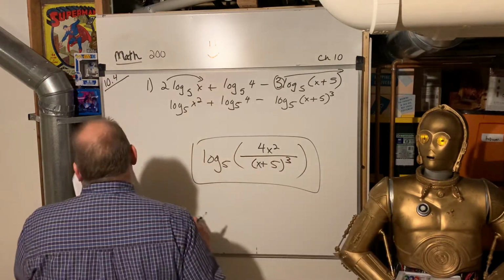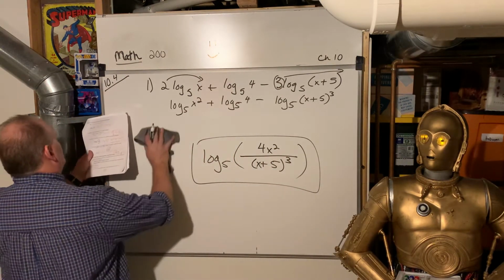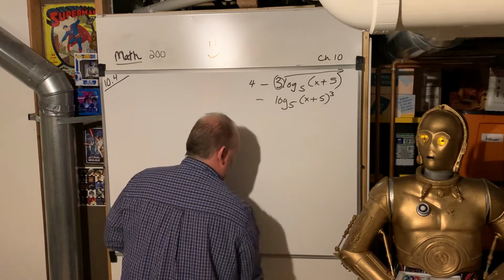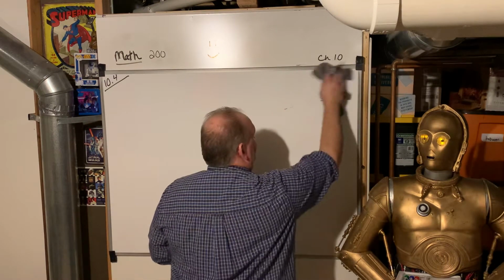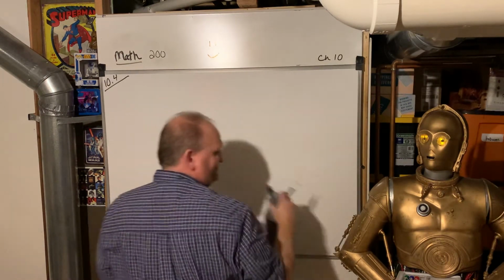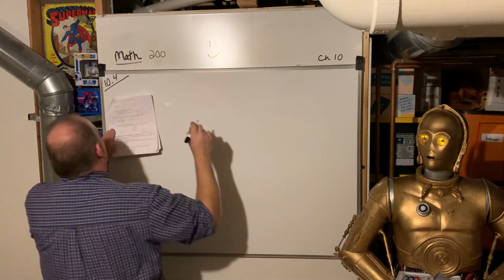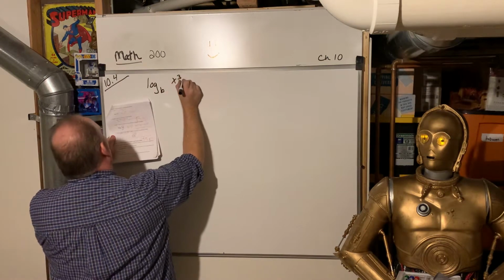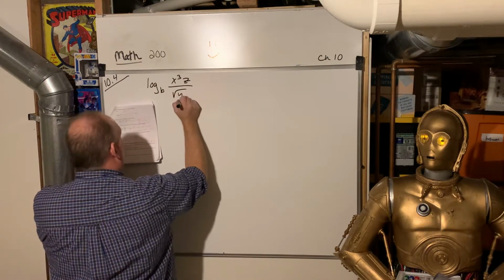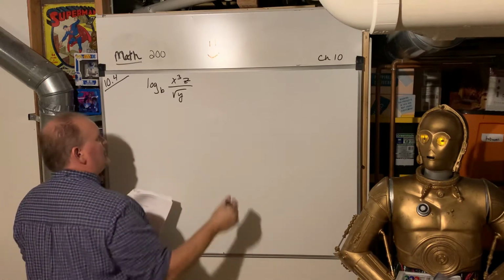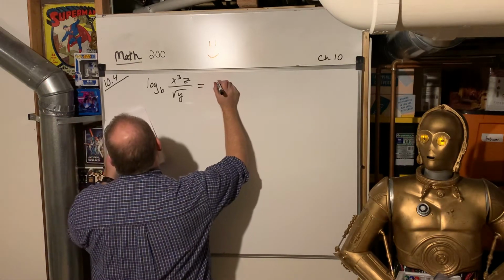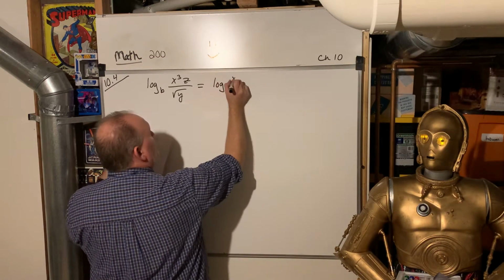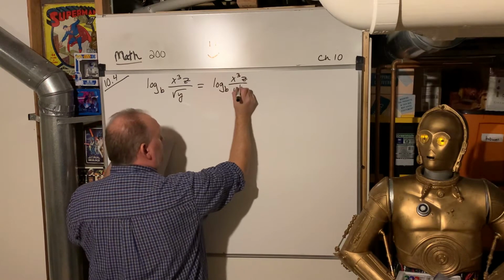All right, what if we want to write it out as complicated as I can, as a sum, difference, multiple logarithms. So that is going to go the other way. Log base b of x cubed z over the square root of y. So now we want to write it out as many terms as we can. So we're going to say log base b of x cubed z over y to the 1/2.